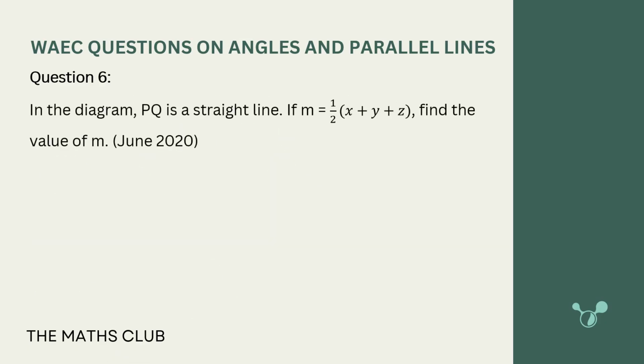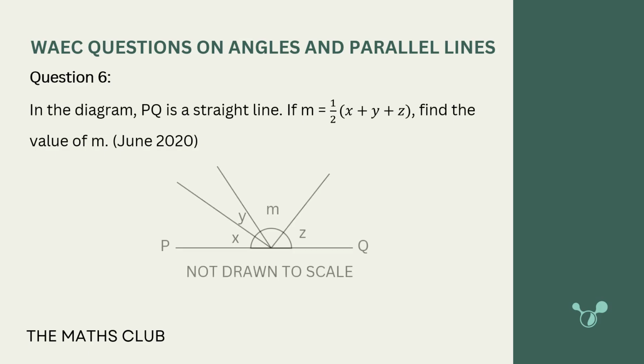Question 6 now says that in the diagram, PQ is a straight line. So let's see PQ. Great. So if M is equal to half of x plus y plus z, find the value of M, from June 2020. I want you to pause the video and try this out yourself.